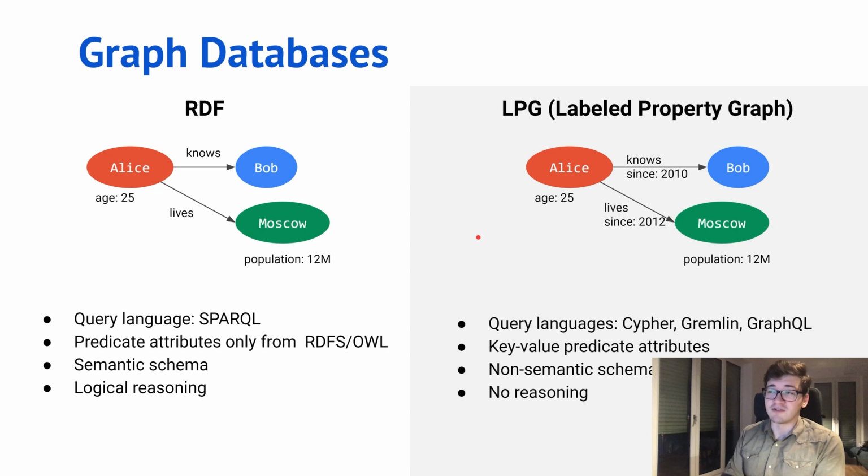Although there are right now database engines that can translate on the fly those languages. Still, RDF allows for some logical reasoning because it has semantic schema. It might have a methodology in the background, but LPGs cannot do reasoning. They do not have semantic schema.